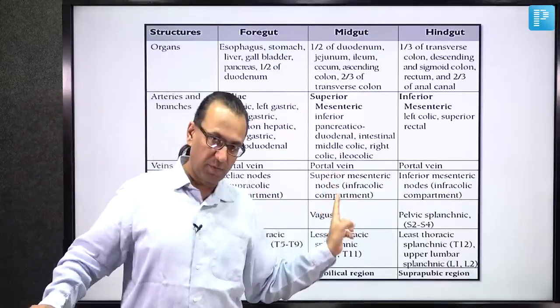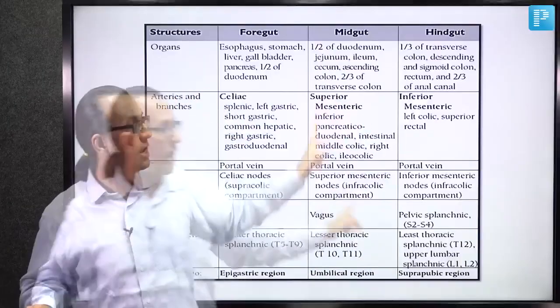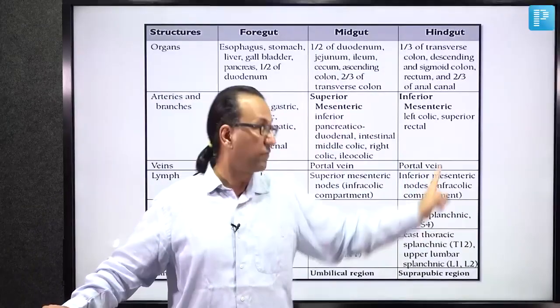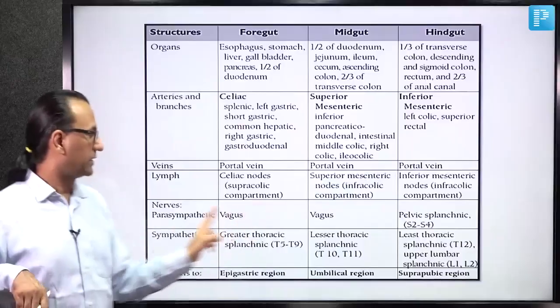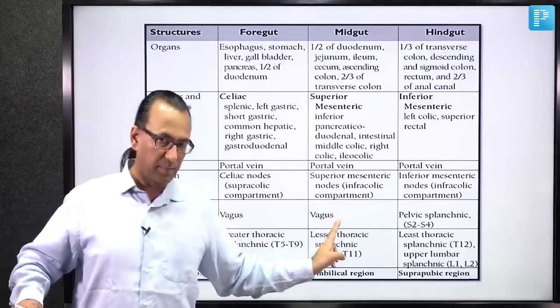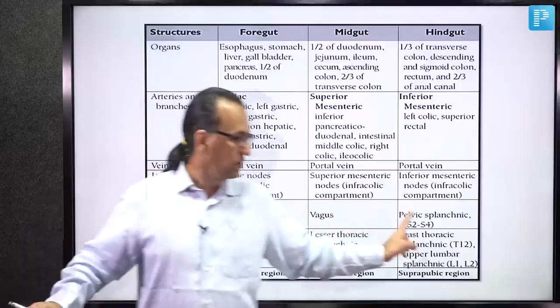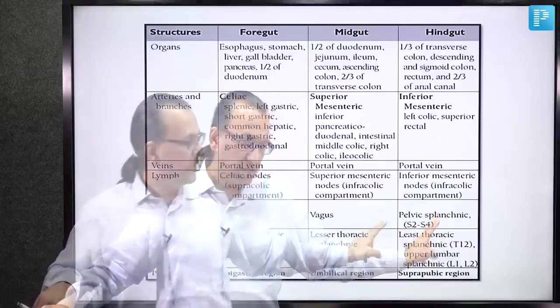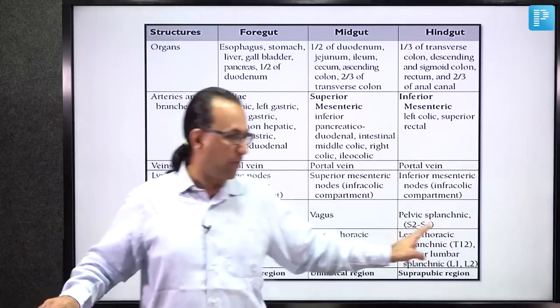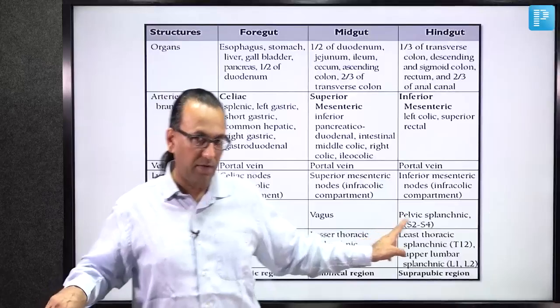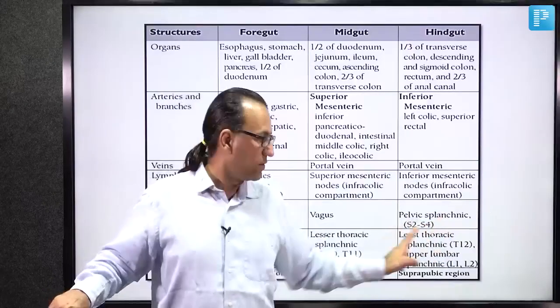Superior mesenteric lymphatics follow the branches of the superior mesenteric artery. Inferior mesenteric lymphatics follow the branches of the inferior mesenteric artery. As it comes to the parasympathetic system, the vagus nerve supplies the foregut and the midgut till the right 2/3 of the transverse colon. But the left 1/3 of the transverse colon, the hindgut, is under the nervi irrigantes, also called pelvic splanchnic nerve, as they supply the pelvic viscera as well, bearing root value as 2, 3, 4.